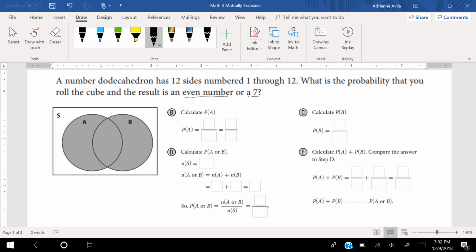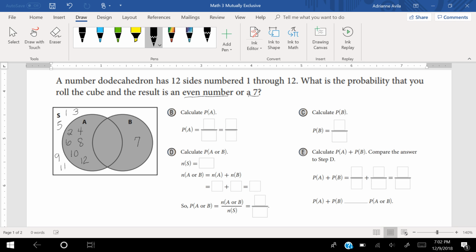Event B is just the probability of getting a 7, whereas event A is anything that would be an even number. For example, 2, 4, 6, 8, 10, and 12, all of our even numbers from 1 through 12. And all of our other odds would be in the sample space. So 7 is the only one that is in event B. The rest of the sample has 1, 3, 5, everything else, 9, and 11.